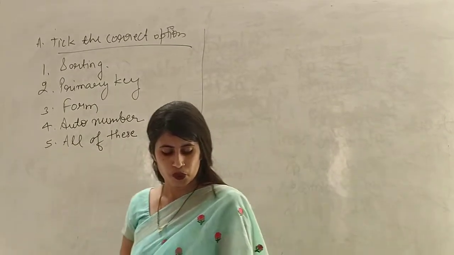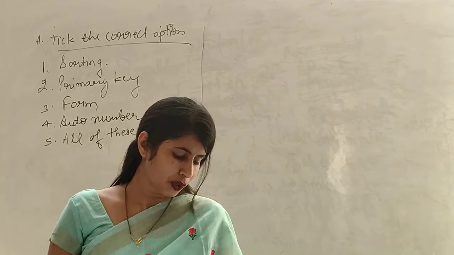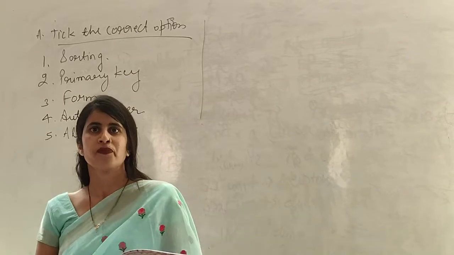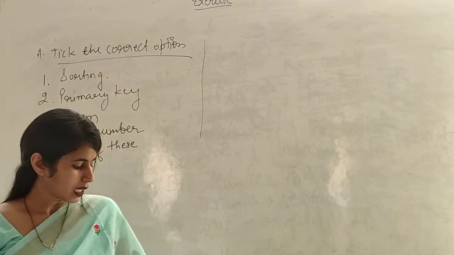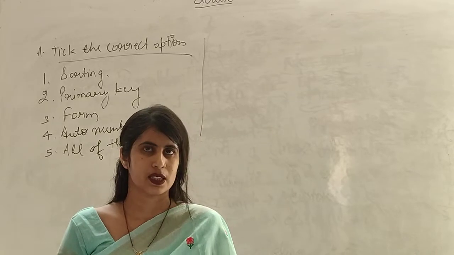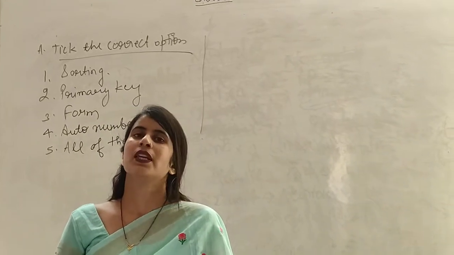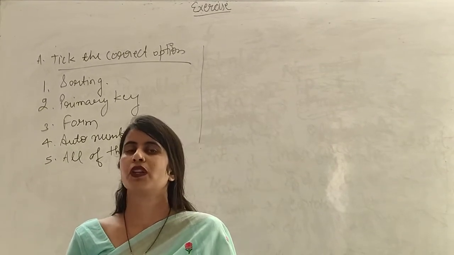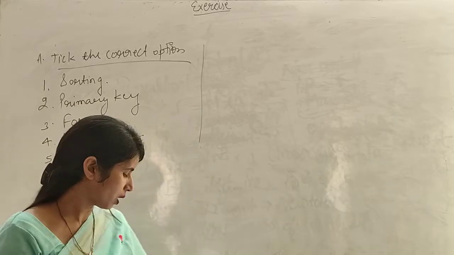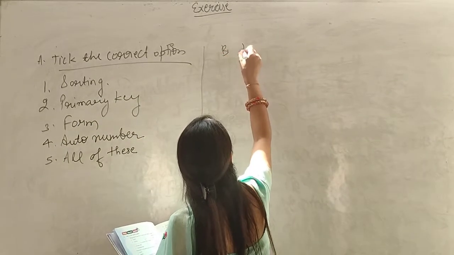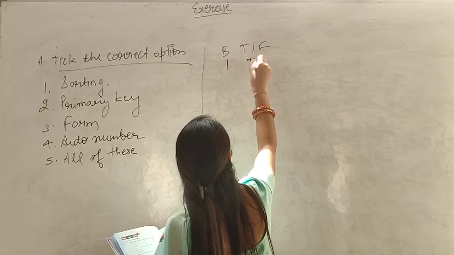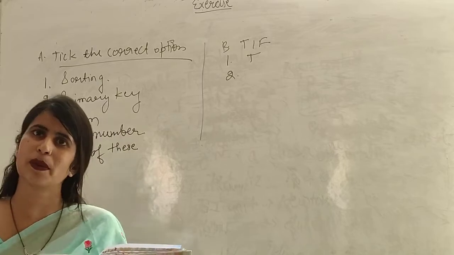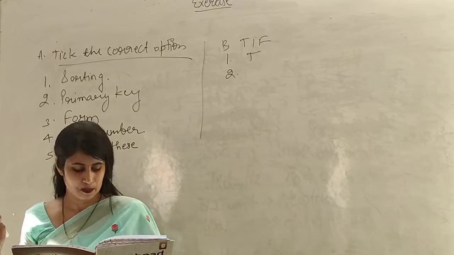Okay. Now the next question is write T for true and F for false, and we have to correct the false statement. The first one is there are two types of database. We know that we studied only two types of database. So it is a true statement. So we will write true in this answer. Because there are only two types of the database, and they are flat file database and relational database.